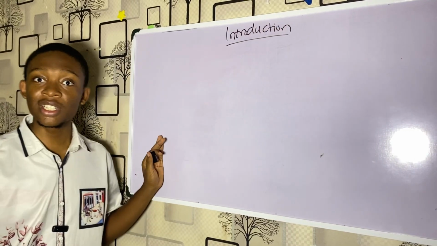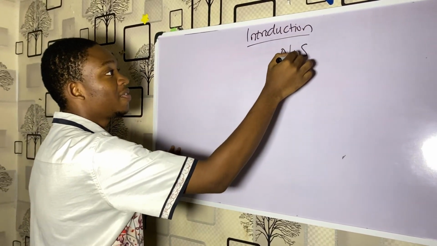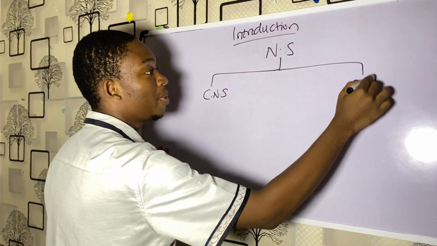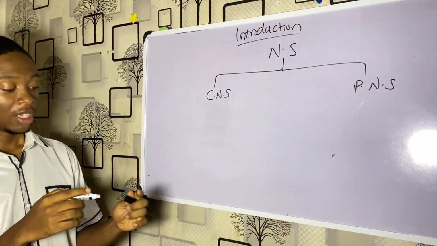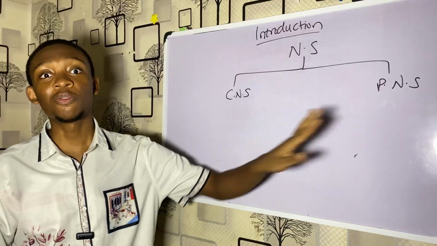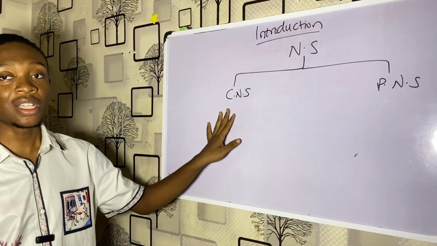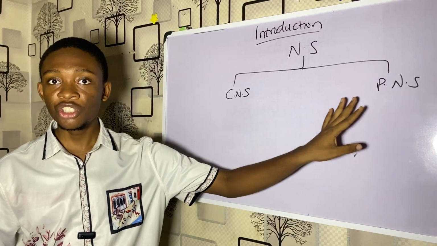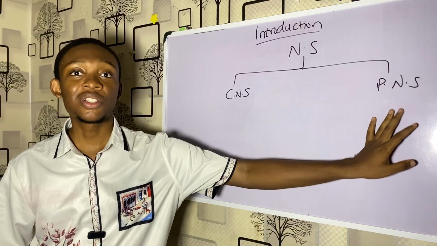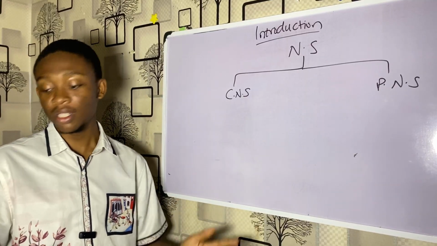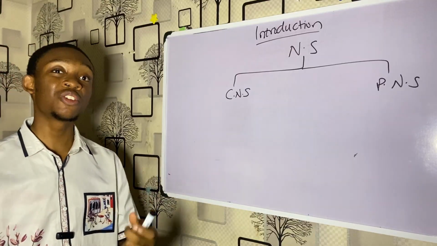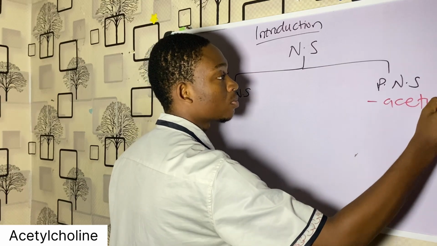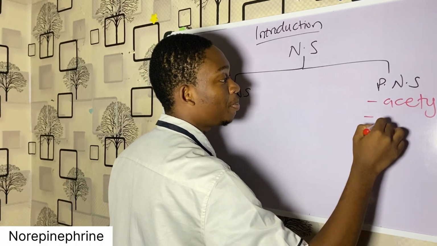Now, the nervous system as we know it is divided into two major parts, which is our central nervous system and our peripheral nervous system. The peripheral nervous system is basically made up of peripheral nerves, while the central nervous system is made up of your brain and the spinal cord. The pharmacology of the peripheral nervous system is more simplistic because it contains just majorly two neurotransmitters, which are acetylcholine and norepinephrine.